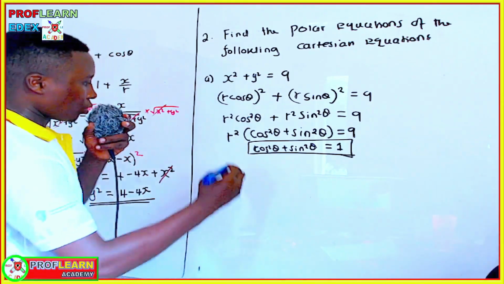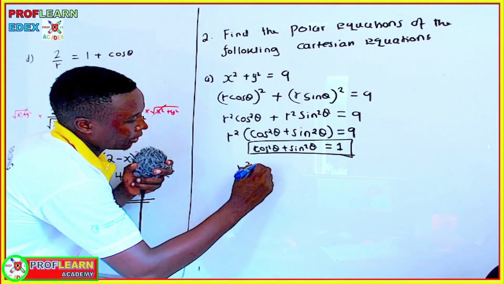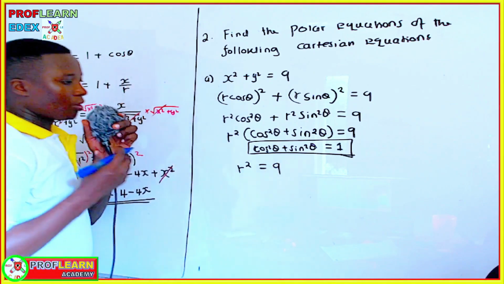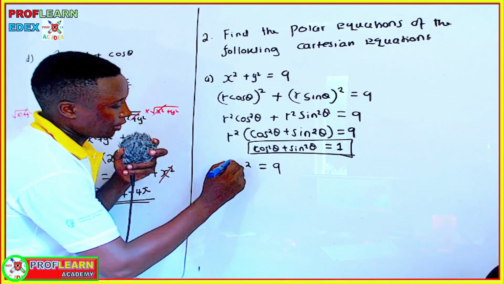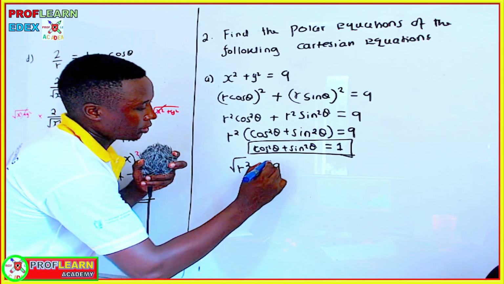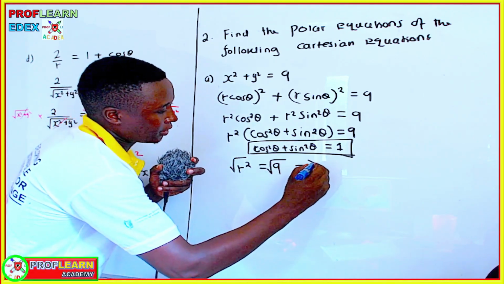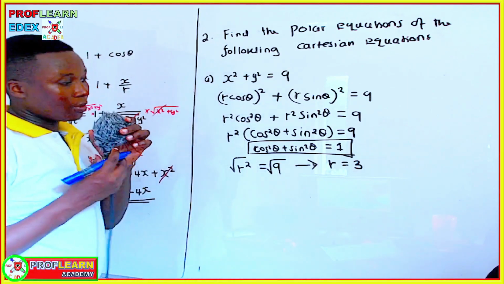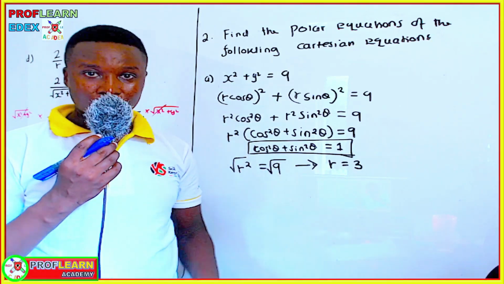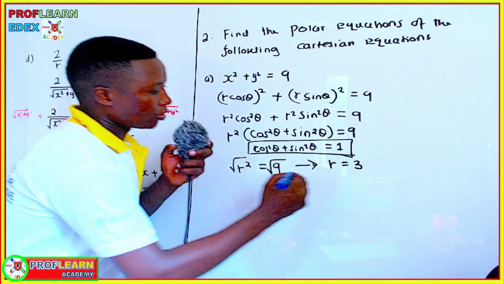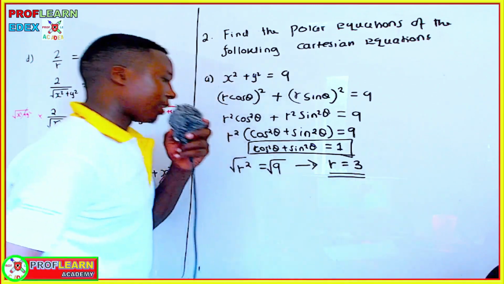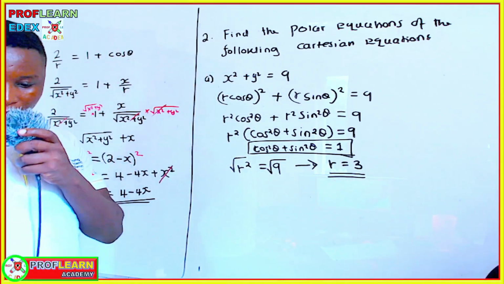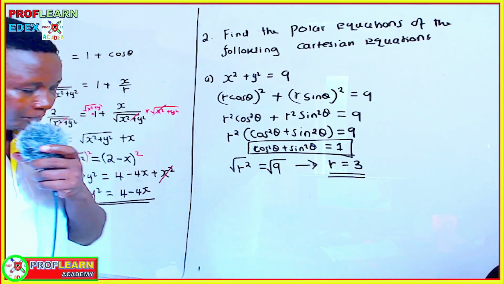So this is going to enable us to remain with r squared equals 9. In order to find the final answer, we are going to find the square root. Square root, this implies that r equals 3. And we know that radius r has to be positive. So we're going to say now this is our final answer. This is the polar form of that equation.